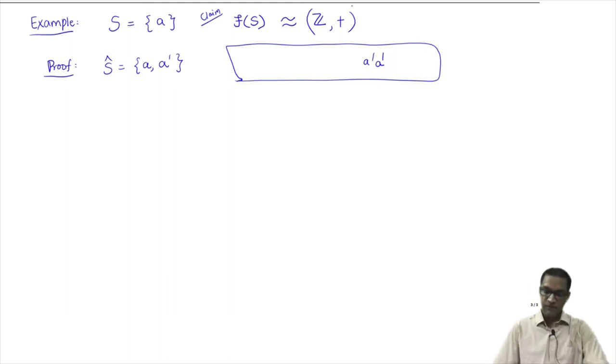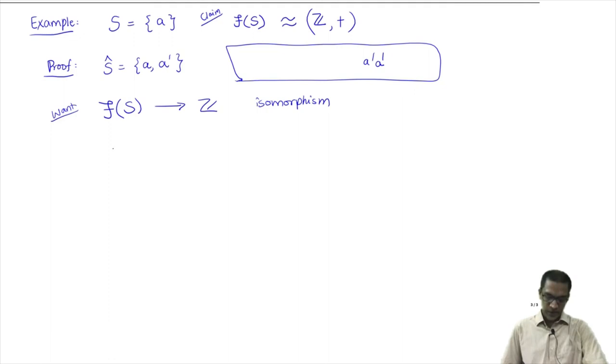Observe, to construct an isomorphism, what we need to do is to construct a map from the free group to the integers, or from the integers to the free group. Let's do it in this order. We'll try and construct a map from the free group to the integers. I want to construct an isomorphism of groups.